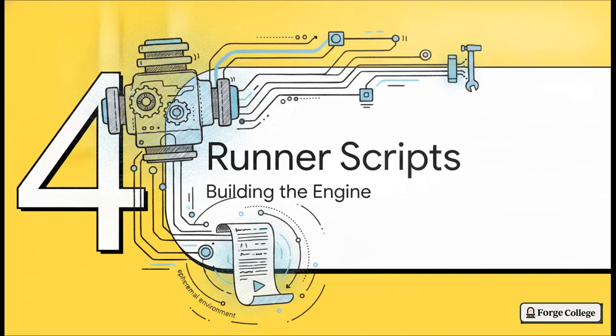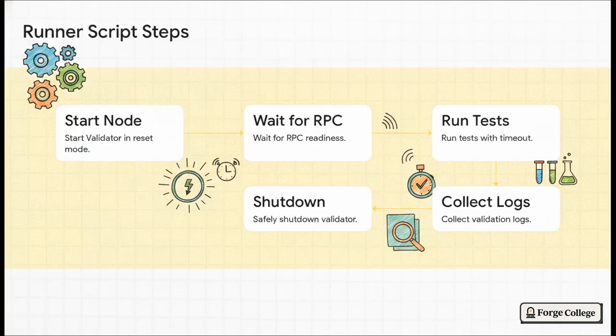Section 4. Building the runner script. We have our triggers, and we have our workshop. Let's actually assemble the engine itself. The runner script. This is the script that orchestrates the entire life cycle of our ephemeral environment. This logical sequence of gears turning is the literal heart of your automation.